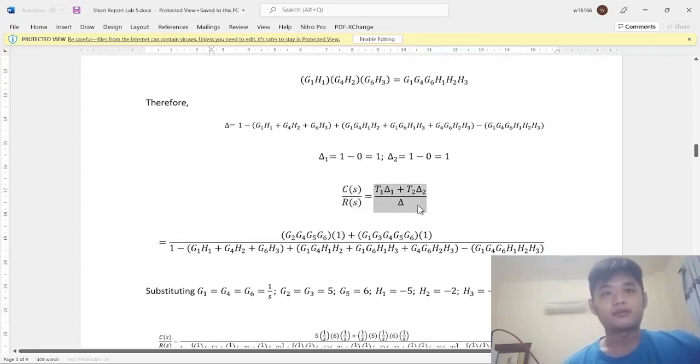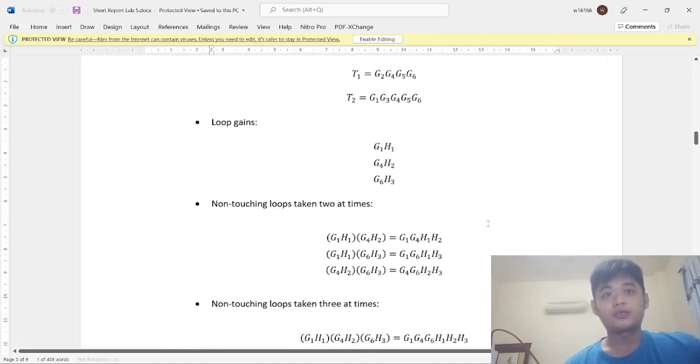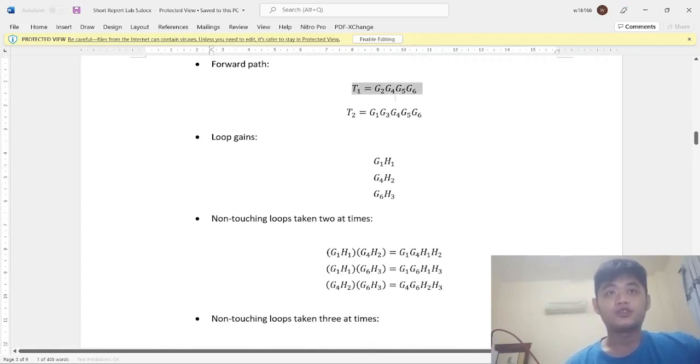We're going to use this formula to find out the value of it. It's going to be C(s) over R(s). The C(s) is just going to be T1 delta 1 plus T2 delta 2, and these two are going to be divided by the delta. Then the T1 delta 1 is going to be G2, G4, G5, G6, which we can see is this one, multiplied with the delta 1.